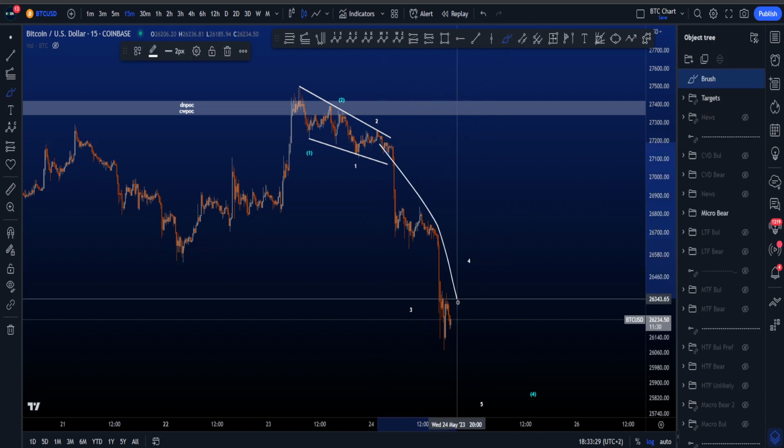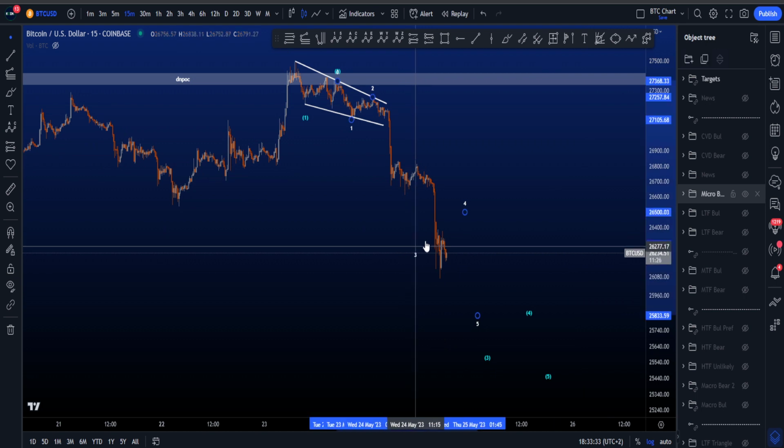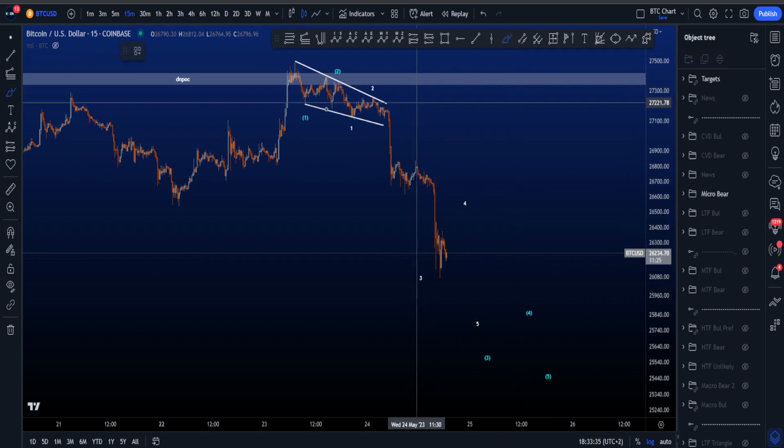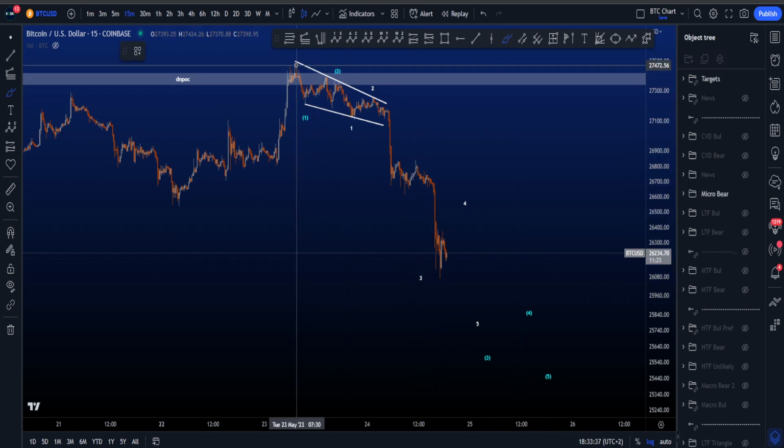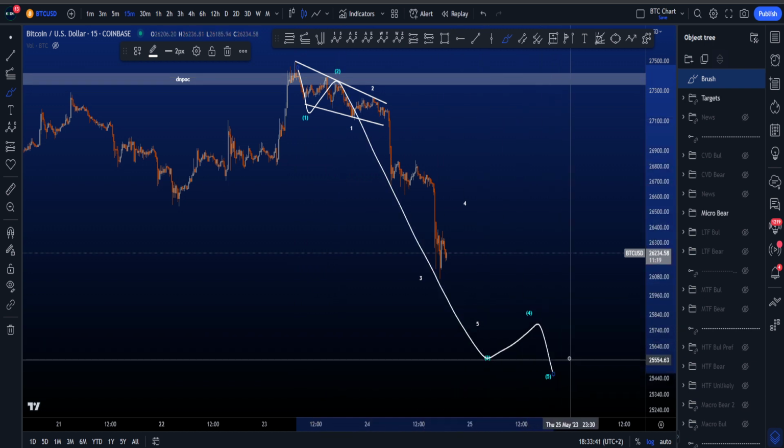Then we have this move to the downside, and it's always a little bit difficult to know exactly how far an extended wave 3 can go, because the blue count is the higher degree count. So we're looking for a wave 1, 2, then a wave 3, 4, and 5 in blue.